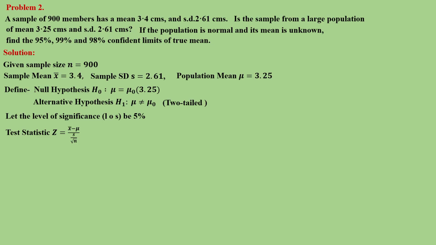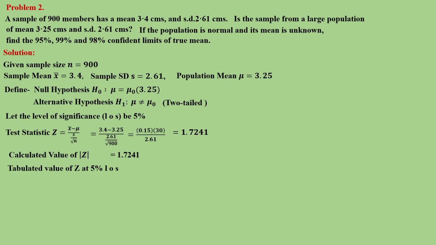Test statistic, Z is equal to x bar minus mu by s by root n, because they have given s, sample standard deviation. So we are changing the formula, which is equal to 3.4 minus 3.25 by 2.61 by root of 900. So you will get 1.7241. So calculated value of Z is equal to 1.7241. Tabulated value of Z at 5% level of significance is 1.96.